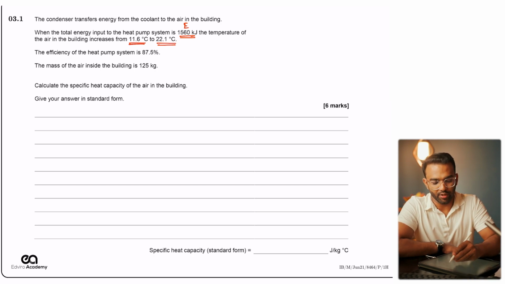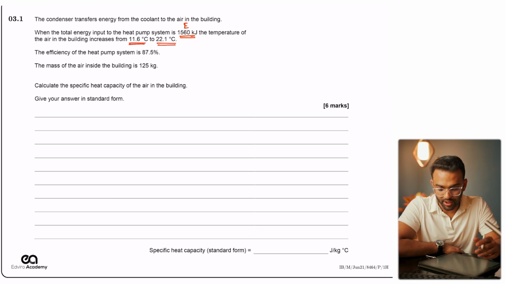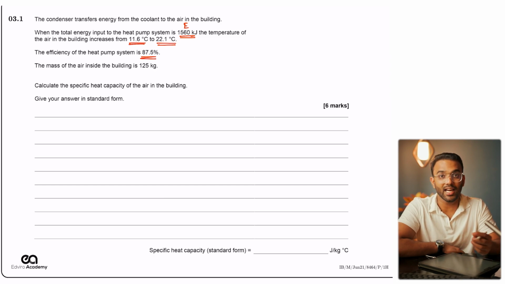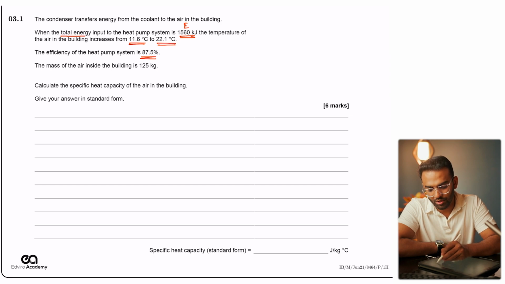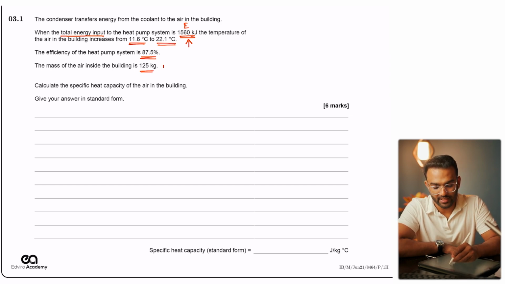Read the question. You're given energy, you're given two temperatures, which is a change in temperature. It says the air inside the building increases from 11.6 to 21.1 degrees. The efficiency of the heat pump is given as 87.5%, which is the useful energy. And here it says total energy input. This is the total here, right? And from that, only 87.5% of the energy is used. Mass of air is given. That's the mass. Calculate the specific heat capacity, right?